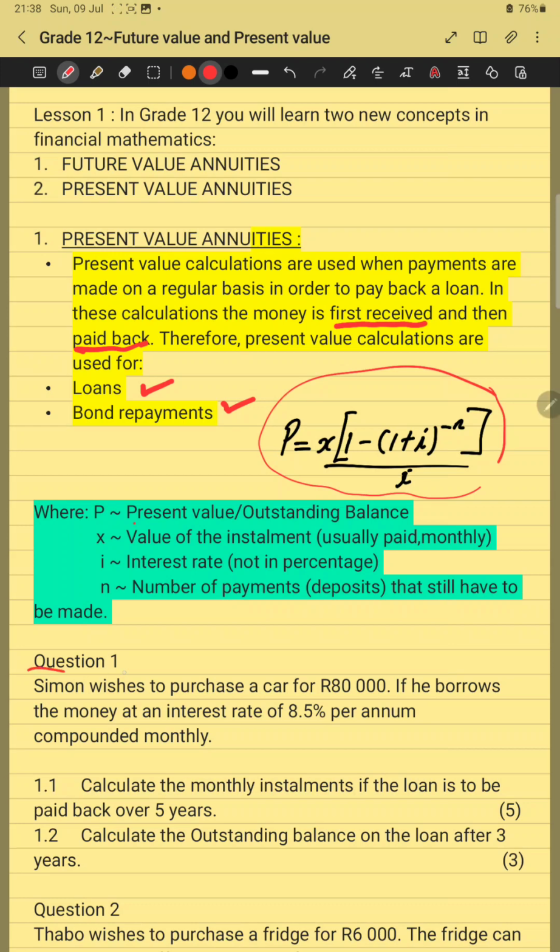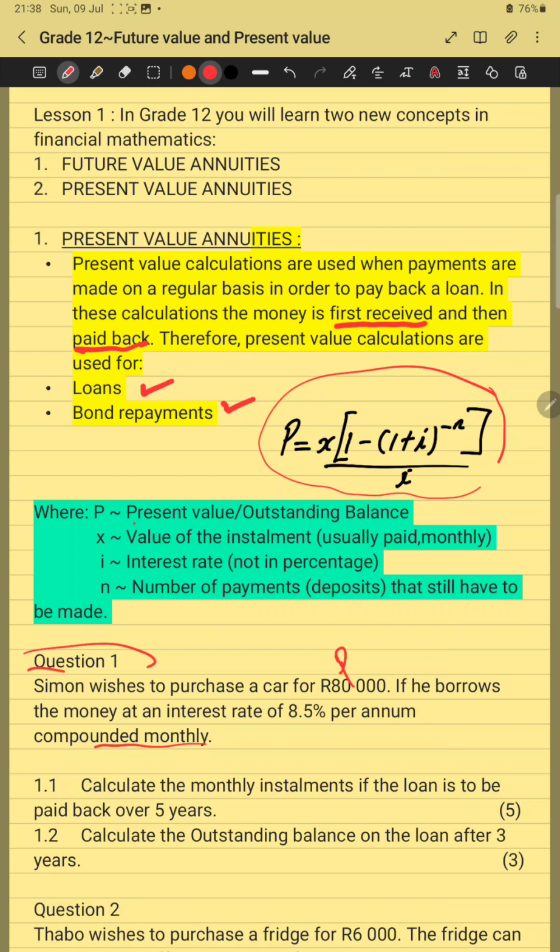So question number one: Simon wishes to purchase a car for 80,000. If he borrows the money at an interest rate of 8.5% per annum compounded monthly. So that means Simon wishes to purchase a car for 80,000. So the price of the car, it's 80,000. So that one, it is P.